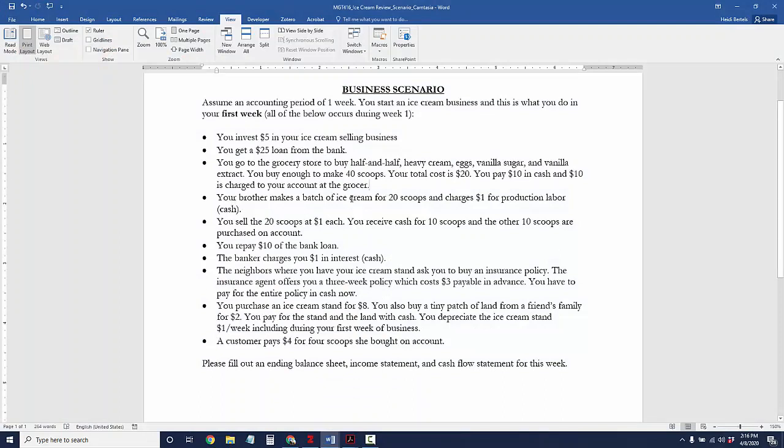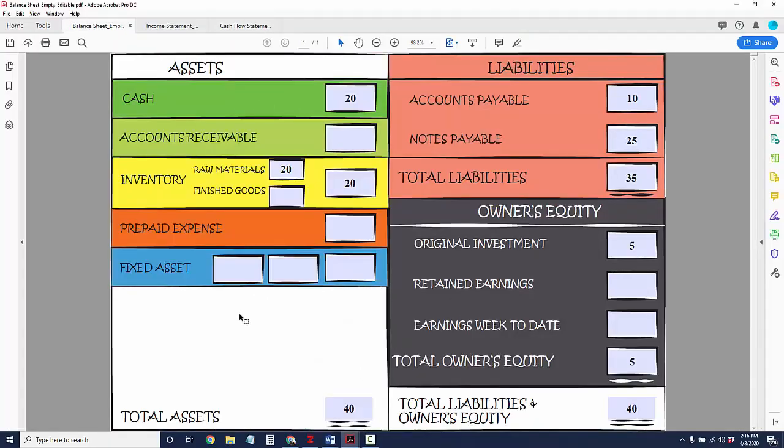Back to our business scenario. The next line is, your brother makes a batch of ice cream for 20 scoops and charges $1 for production labor. So let's take a look at how this affects the financial statements. And please note, it says here specifically that you use cash to pay your brother for production labor. So we're back at the balance sheet here, and we have paid our brother $1 in cash for production labor.